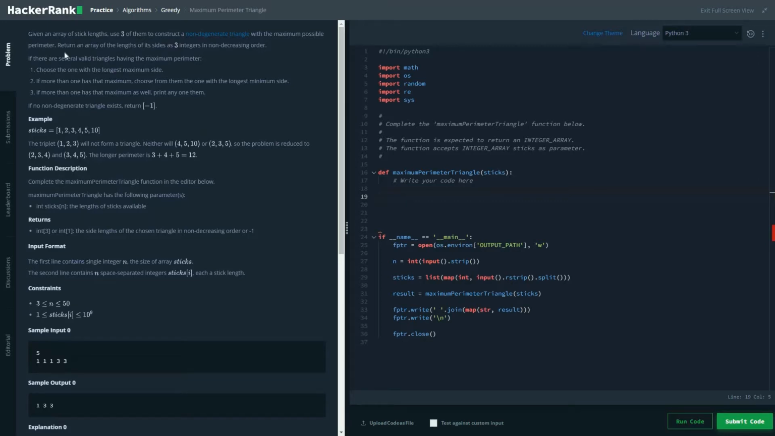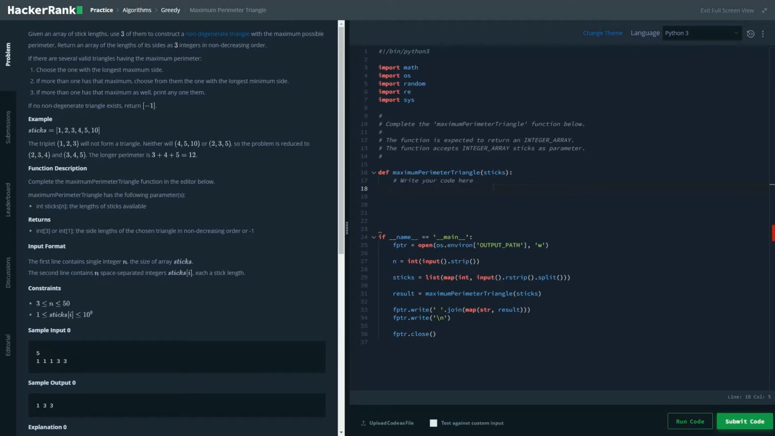So the problem statement given here is: given an array of stick lengths, use 3 of them to construct a non-degenerate triangle. So basically we have to construct a triangle where we have to make sure that the sum of the two sides of the triangle should be greater than or equal to the third largest side. So this is the basic idea.